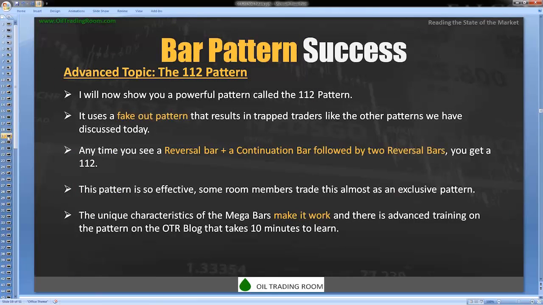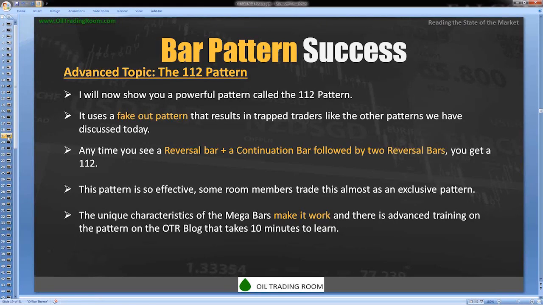Okay, I'm now going to show you a powerful pattern called the 1-1-2 pattern. It uses a fake out pattern that results in trapped traders like the other patterns we just discussed. Anytime you see a reversal bar plus a continuation bar followed by 2 reversal bars, you get a 1-1-2.